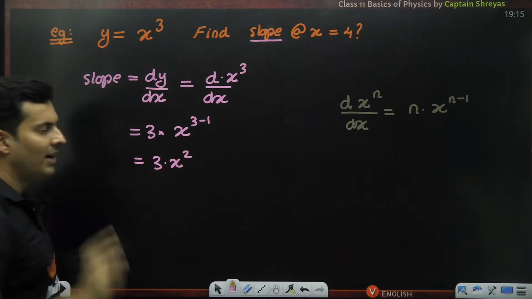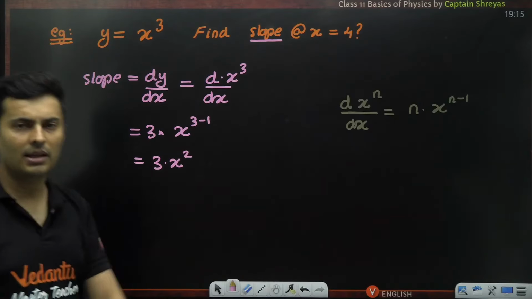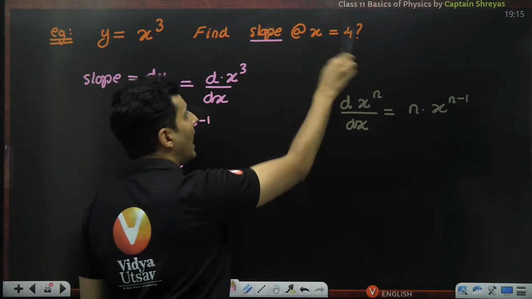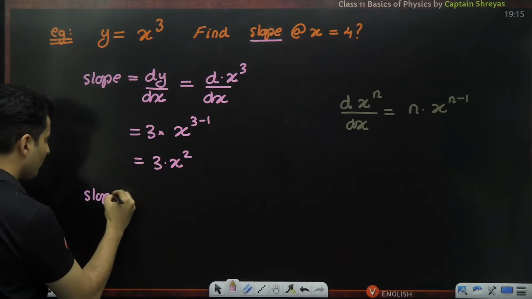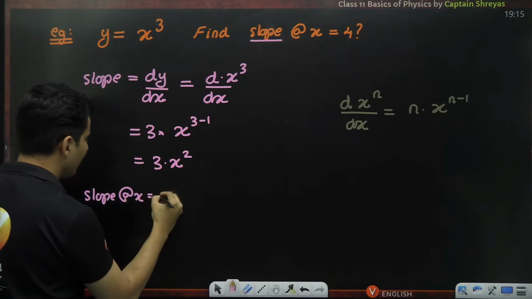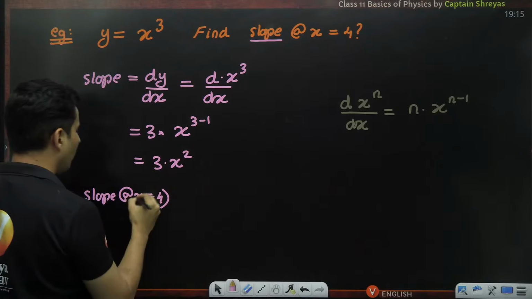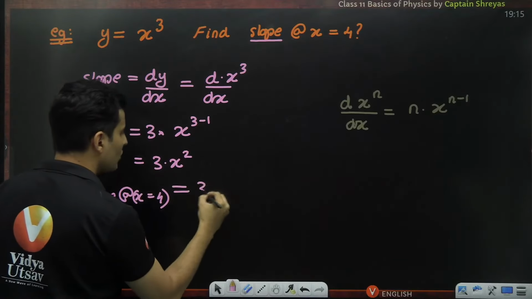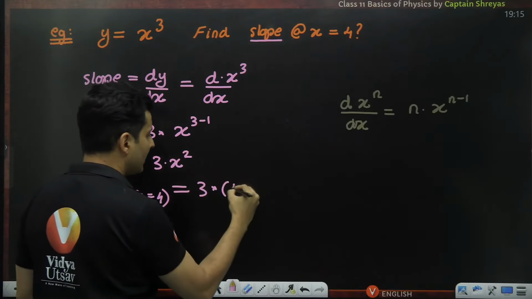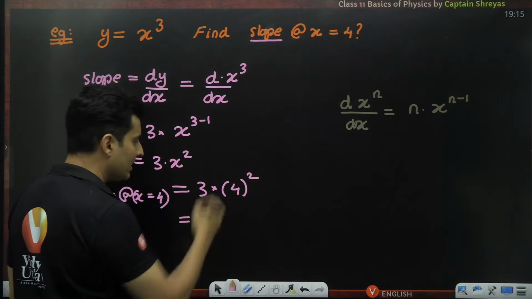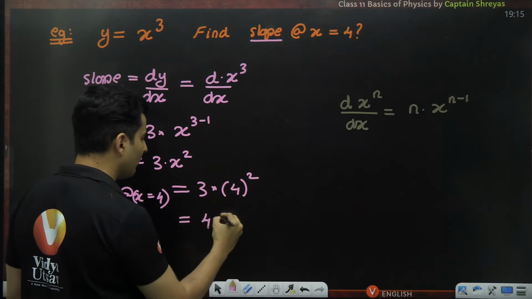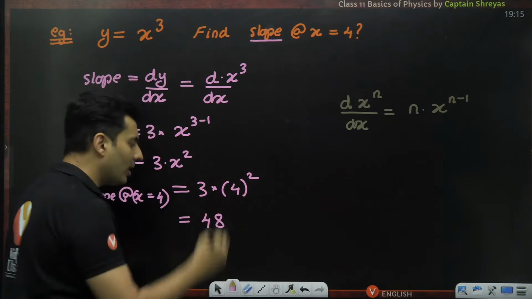But that is not the final answer. The question says at x equals 4. Oh, so the slope at x equals 4 is asked. So put the value of x as the number 4. 3 into 4 square. 4 square is 16. 16 into 3 is basically 48. So 48 is the answer.